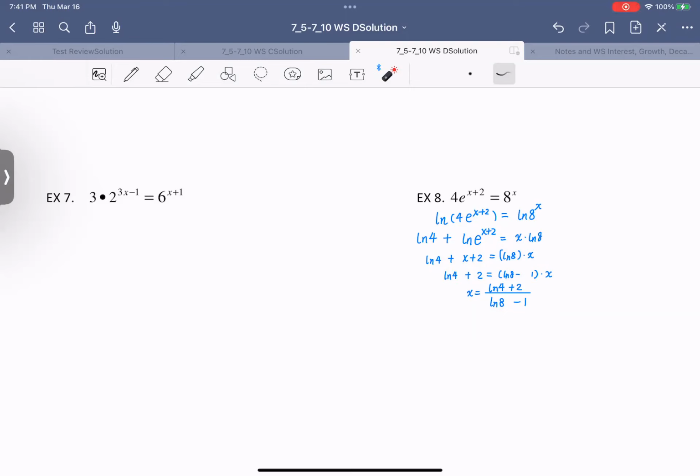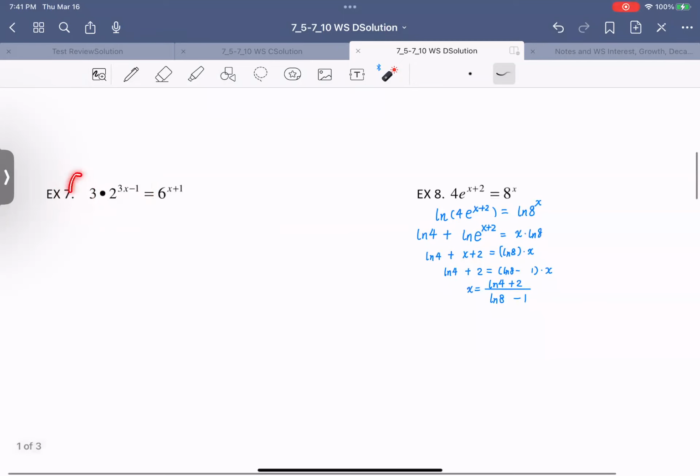Claire, something is wrong. In the first step, you have 3 times it, so you will take the ln of both. Why does your 3 not have the ln? You have ln of this and ln of this, so you have ln of 3 plus (3x minus 1) times ln of 2. Your first step is wrong. Can you redo it?